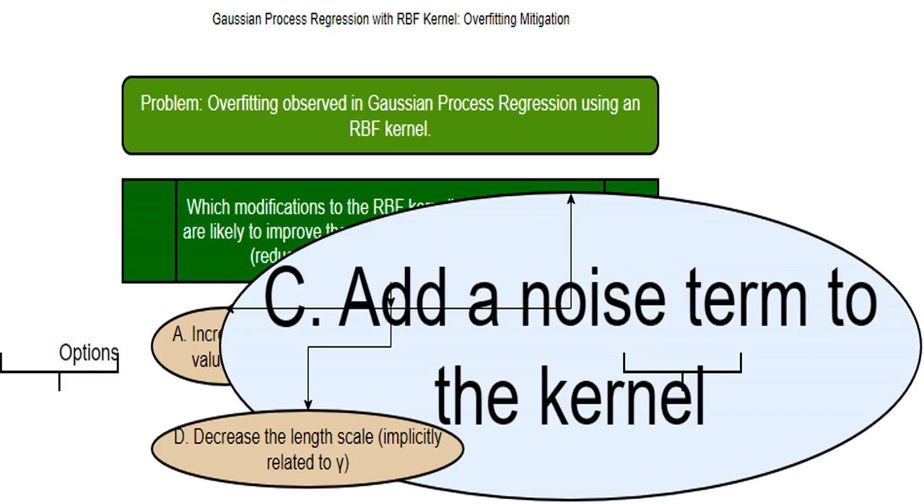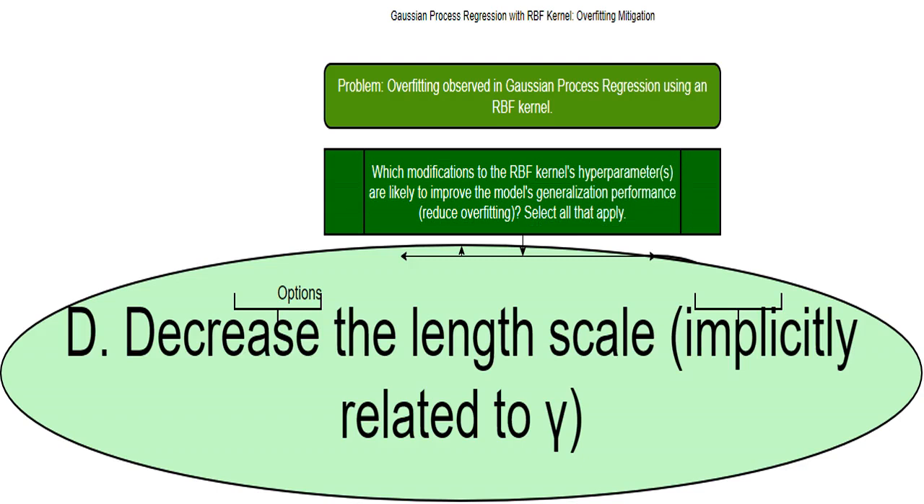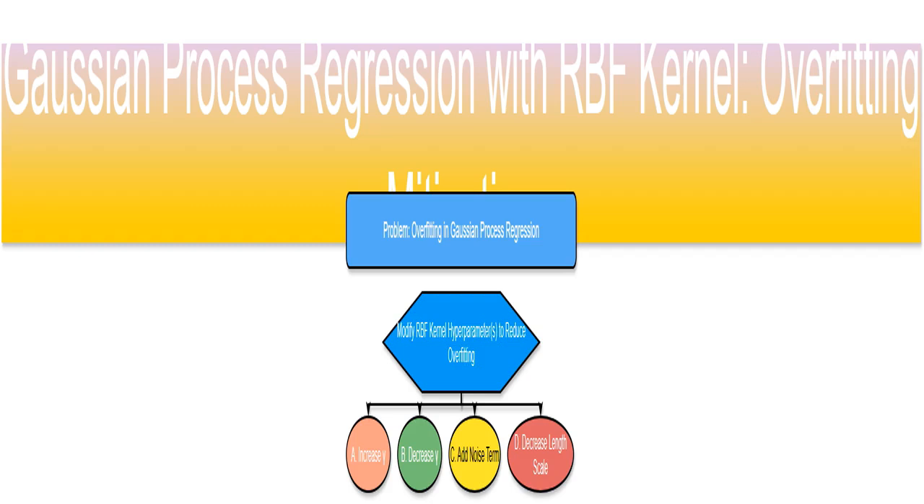Adding noise makes the model less confident in its own predictions. It basically adds a bit of uncertainty, preventing the model from being too sure about the training data. It's a regularization technique that helps prevent overfitting. A solid choice as well. Decreasing the length scale is like increasing gamma. It will make the model more complex and prone to overfitting. I'll avoid this one.